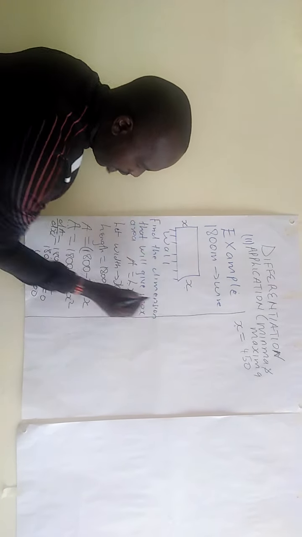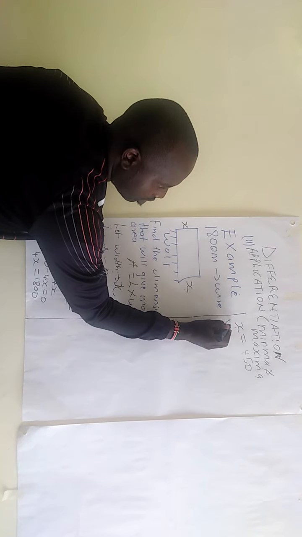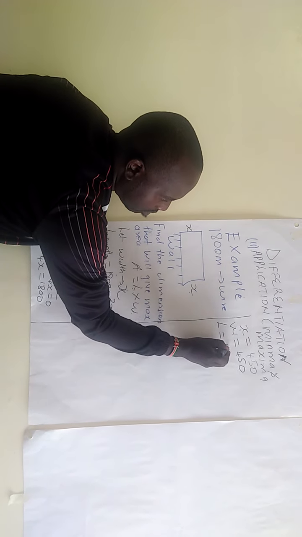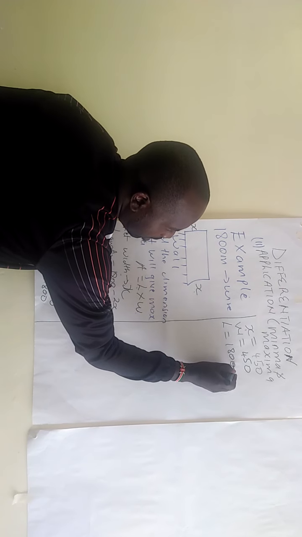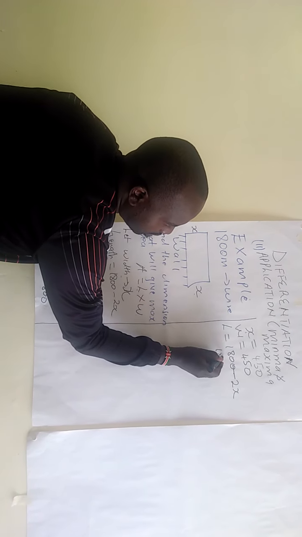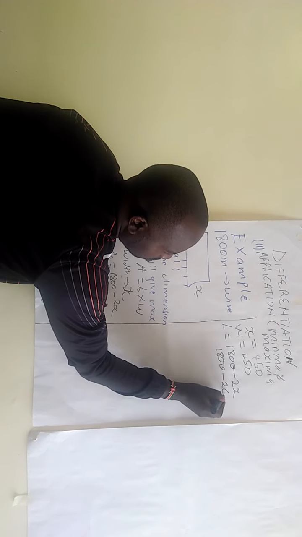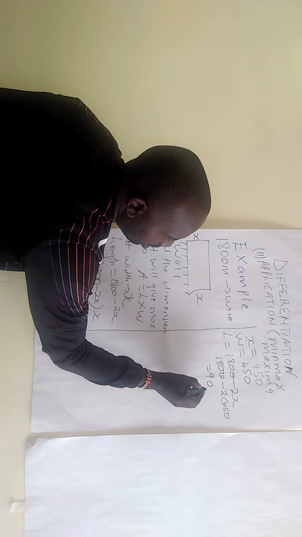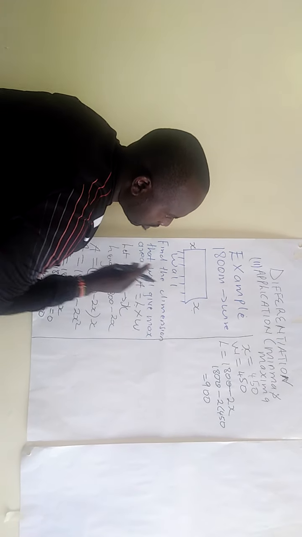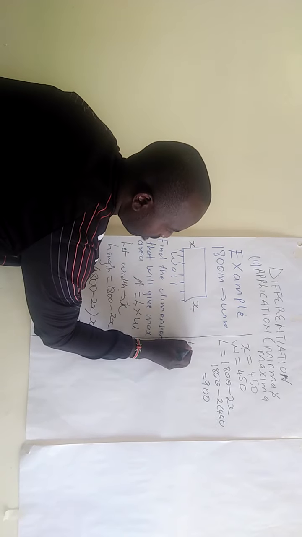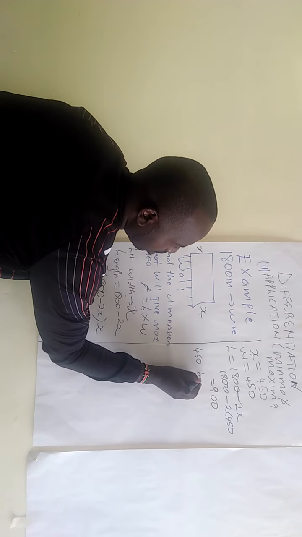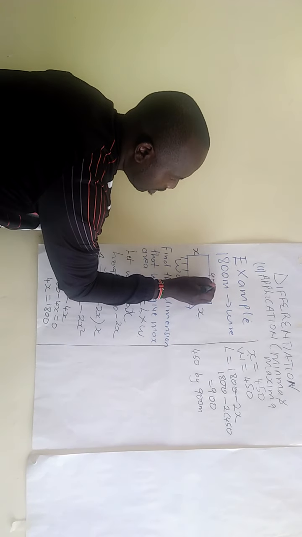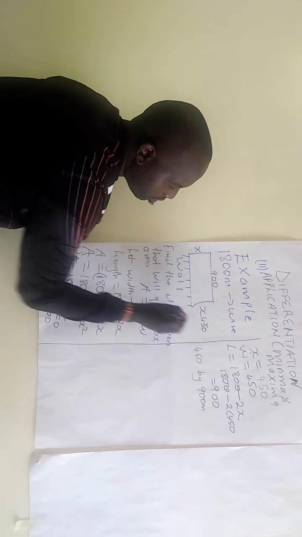450. Remember our x was our width, so our width is 450. Our length was 1800 minus 2x, so this is 1800 minus 2 times 450, to give us 900. So the dimension is going to be 450 by 900 meters. So this is 900 and this is 450.